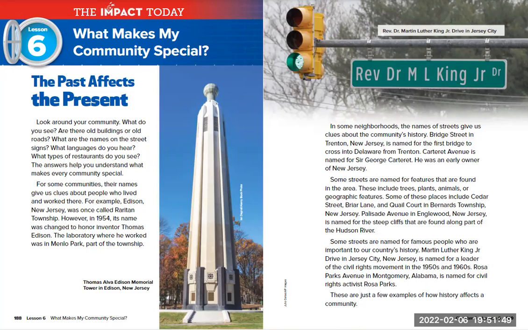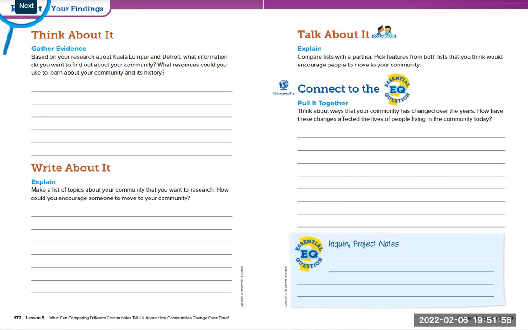And that is the end of lesson 5. So let's go back to answer our questions. Think about it. So we are going to be answering, gather evidence. Based on your research about Kuala Lumpur and Detroit, what information do you want to find out about your community? What resources could you use to learn about your community and its history?